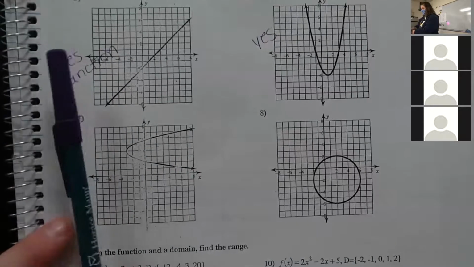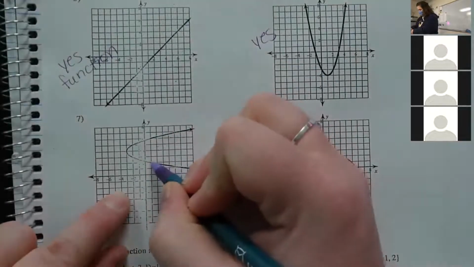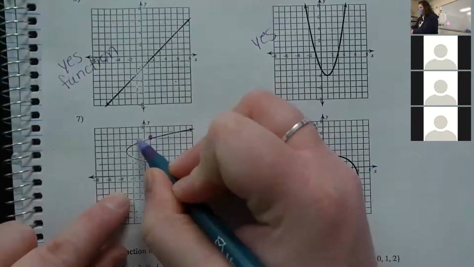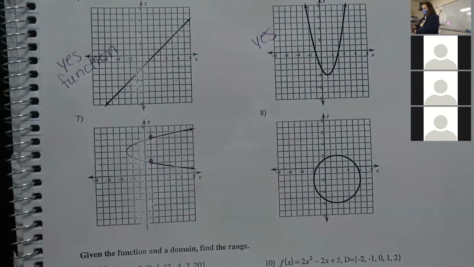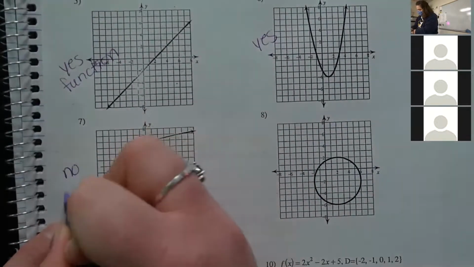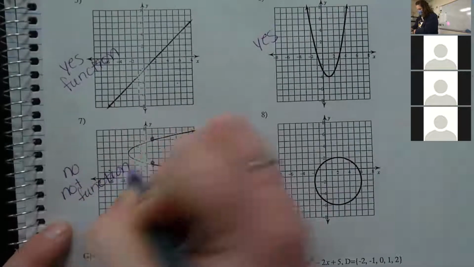Okay. Number 7 though, let's look. Oh no, I'm hitting here and here. That's not good. Okay. So is that a function? No. You can either say not function or you can say no, however you want to write that.